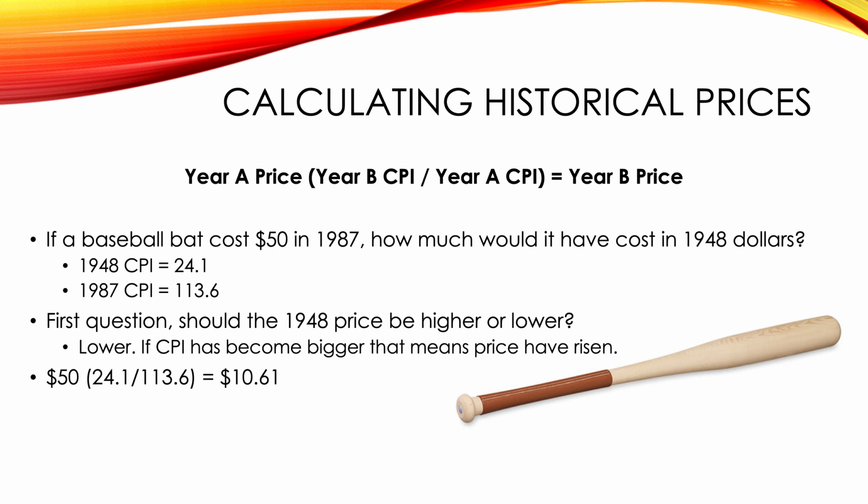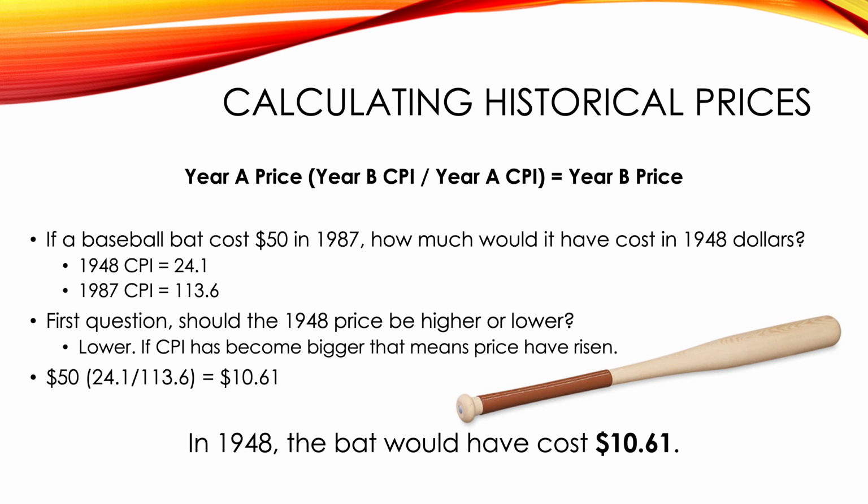So here's what we've got to do. We just have to plug it in. $50 multiplied by the 1948 CPI over the 1987 CPI is going to give you $10.61. So that's your answer. In 1948, that bat would have cost $10.61. We knew the price had to be lower than 50, and it is.